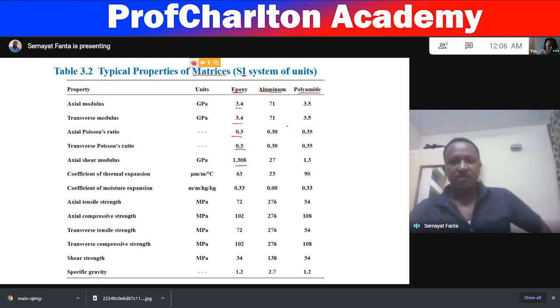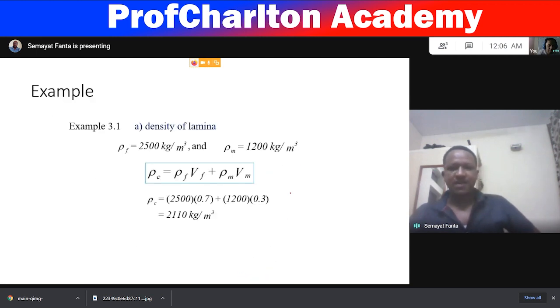So what is the epoxy? The density of epoxy, 1.2, means 1200 kilogram per meter cube. So the total density of the composite is equal to the density of fiber times the volume fraction of fiber, plus the density of matrix times the volume fraction of matrix. Then finally we get this.